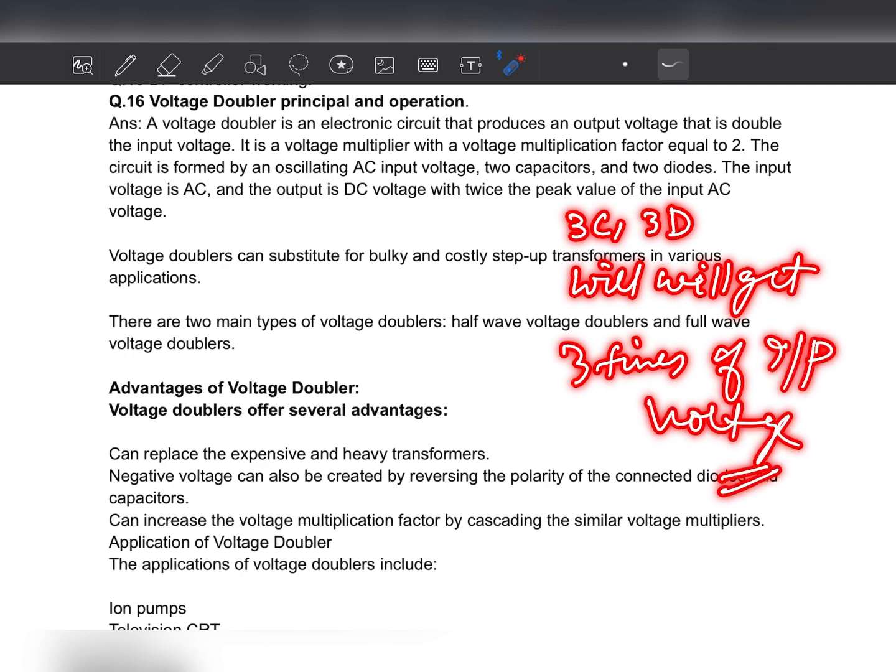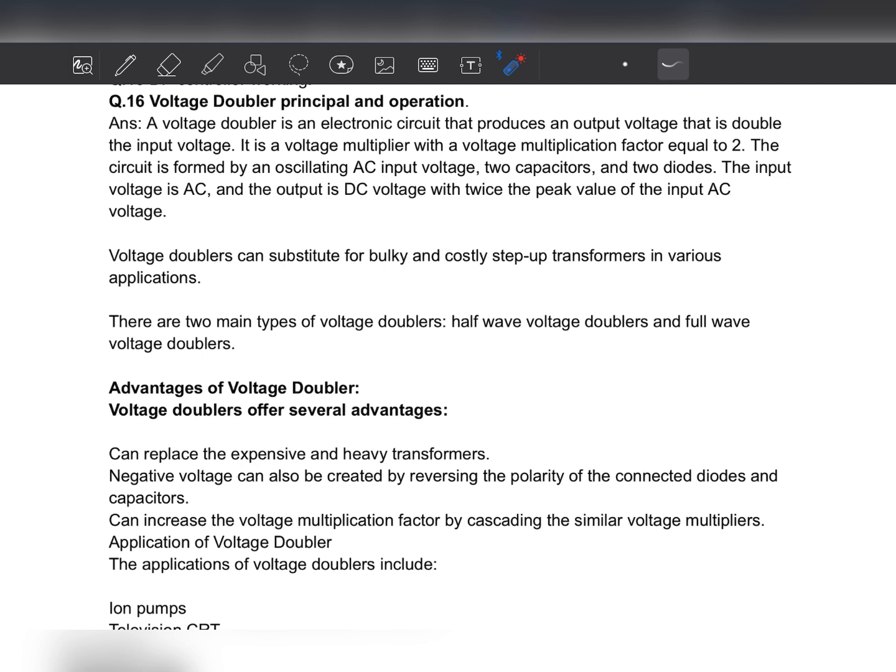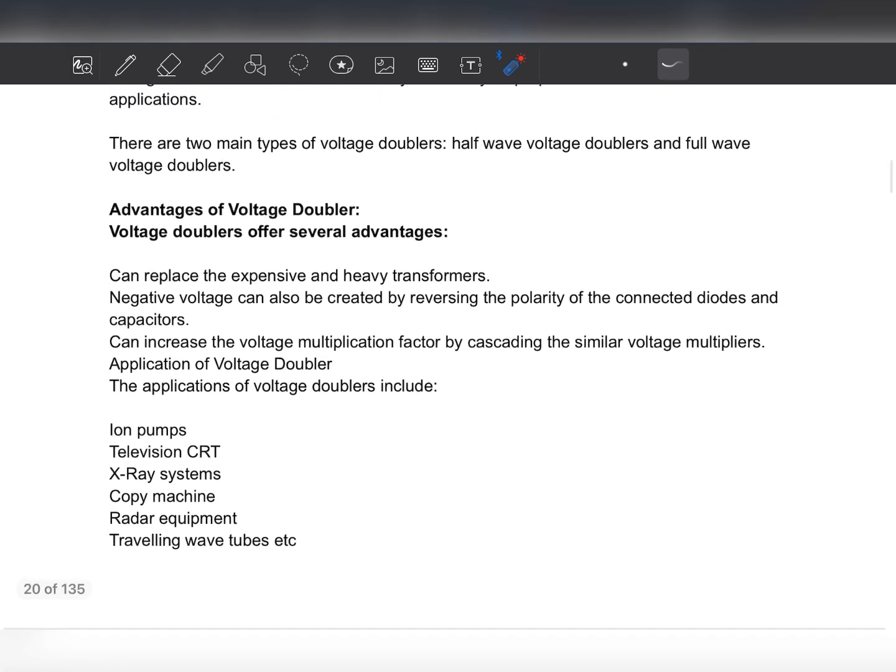Okay, so you understand the voltage doubler circuit also. The input voltage is AC, and the output is DC voltage with twice the peak value of the AC input voltage. So I will just explain how it works. And what is the advantage?